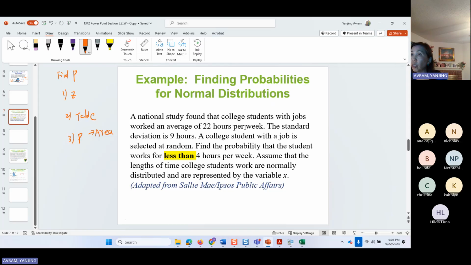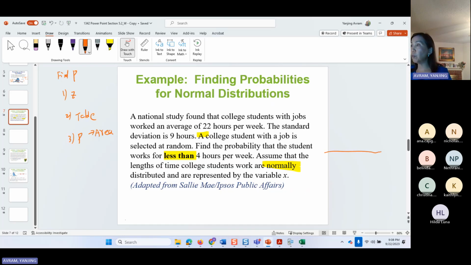A national study found that college students with a job work an average of 22 hours per week. The standard deviation is 9 hours. A college student with a job is selected at random, so let's choose one college student only. We're going to talk a little more later on, but right now it's all using one. We want to find the probability that a student works less than 4 hours per week. Assume that the length of time college students work is normally distributed and can be represented by the variable x. Normally distributed means it's a bell curve, and even if it's an approximate normal distribution, we can still treat it as a bell curve to do the calculation.